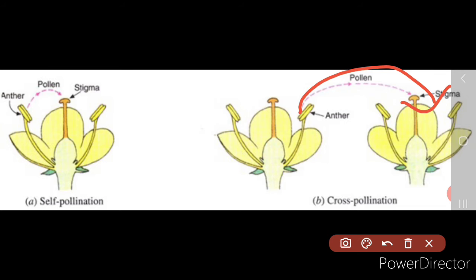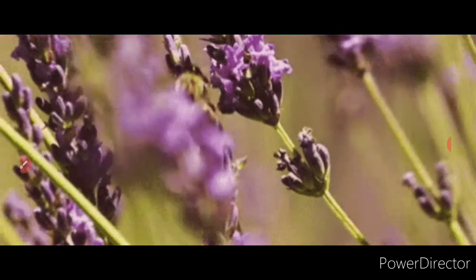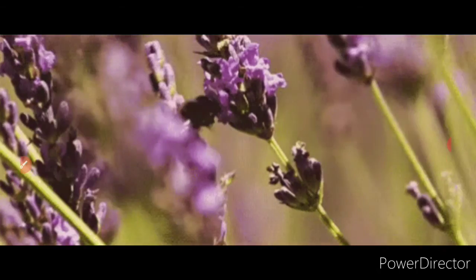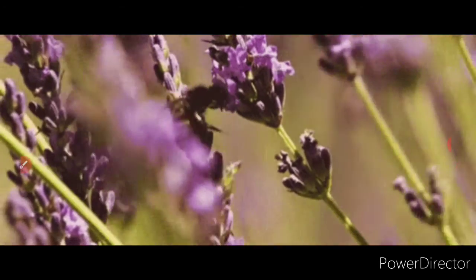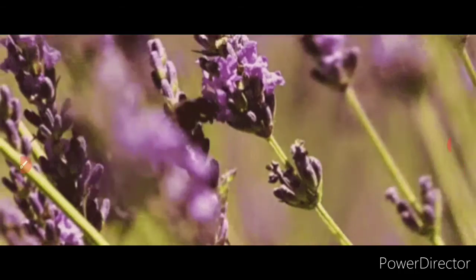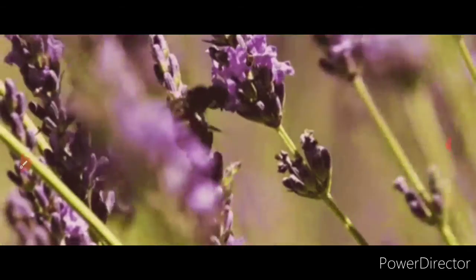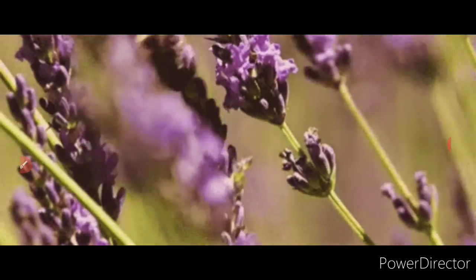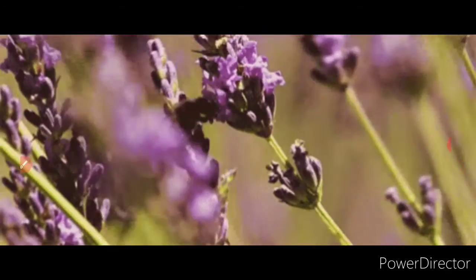Now we'll see what are the agencies for cross pollination. Now the agents of cross pollination. In order to bring about cross pollination, the pollen grains have to be carried from one flower to the other plant, isn't it? And this is done by agents, for example insect, wind or water. Now the first one is pollination by wind. Here you can see that with the help of wind, a large amount of pollen grains are carried and dropped onto the stigma of the other plant.